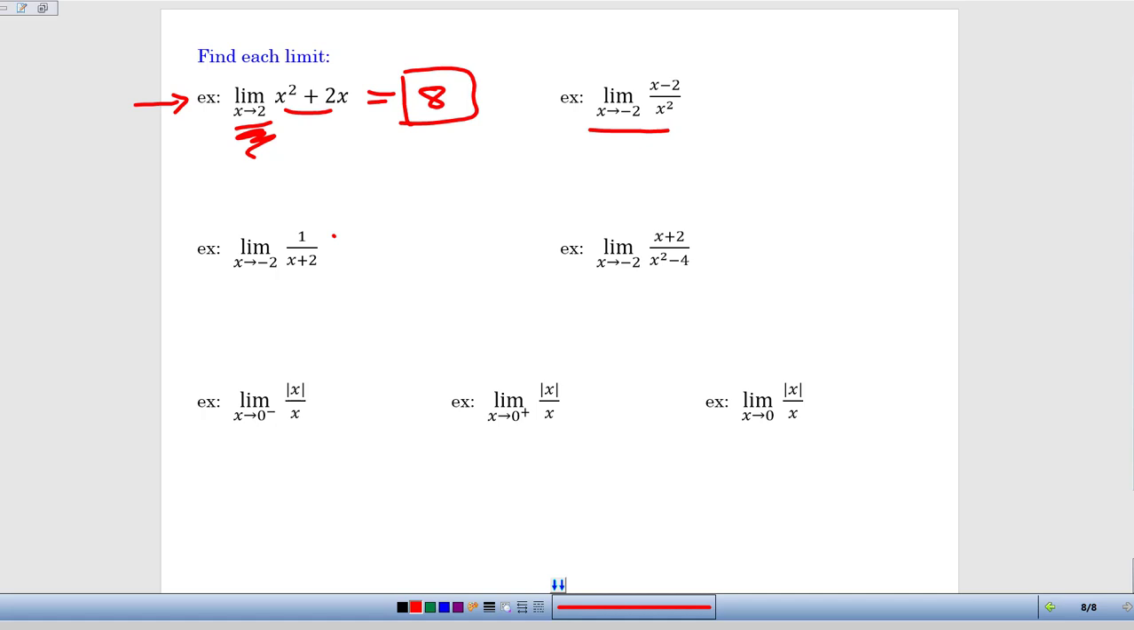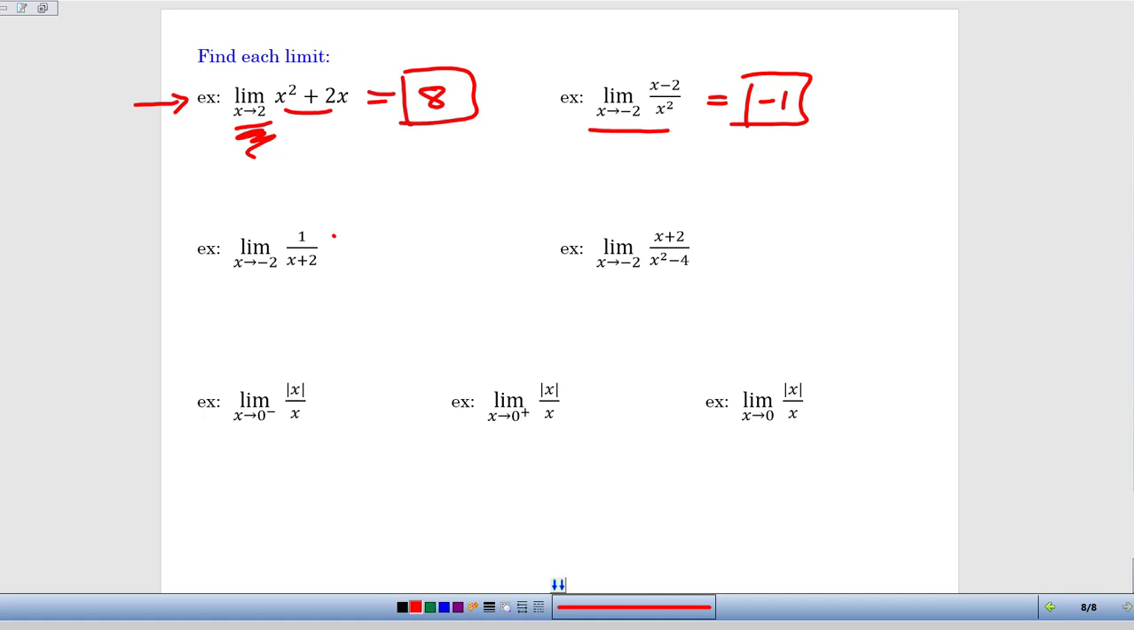Well, can I plug -2 into this function? You bet I can. -2 minus 2 up top is -4. -4 divided by -2 squared, which is 4, so -4 divided by 4 is -1. Again, in this second example, there's nothing stopping me from plugging in my target value of -2 for x.